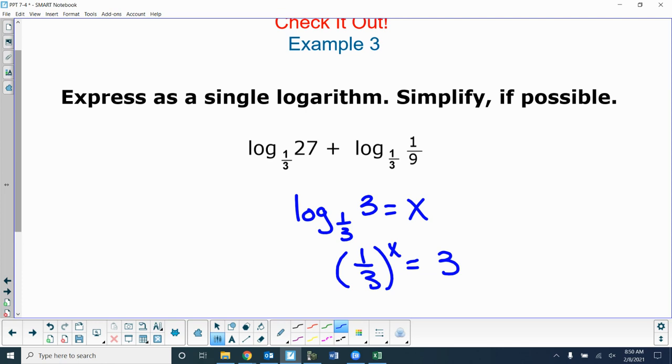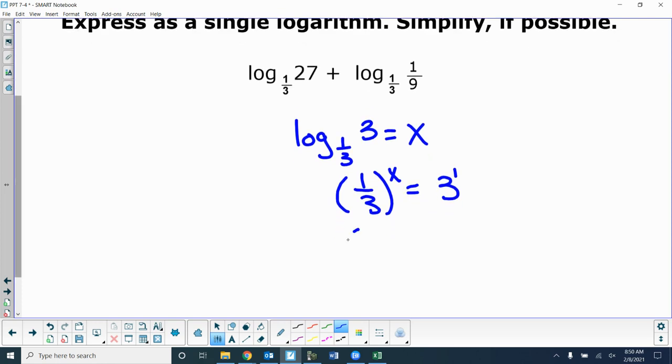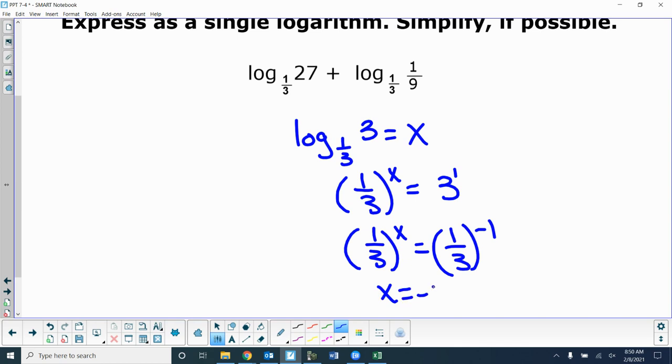Is there a way I can make 3 to the first look like 1/3? Reciprocate it, meaning what with the exponent? Negative, right? So okay, what's the answer? -1, right? Again, today you'll know how to put that in your calculator and it'll give you the -1. That's the last rule I'll show you.